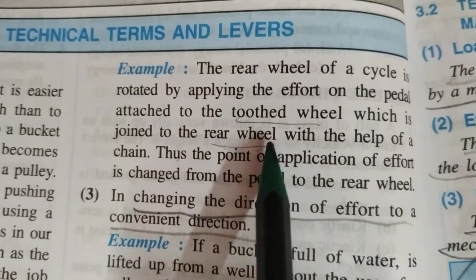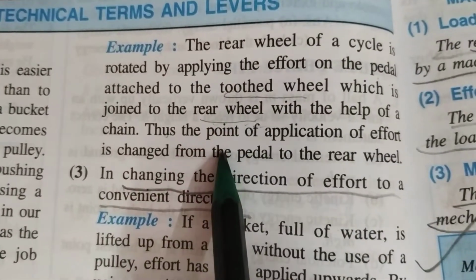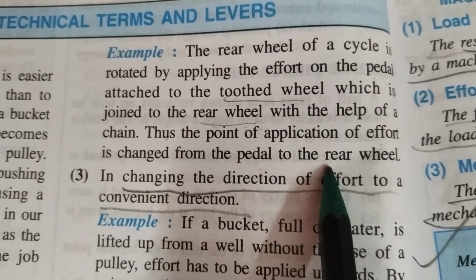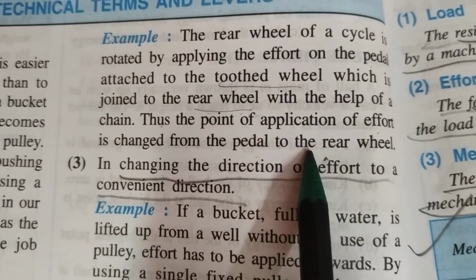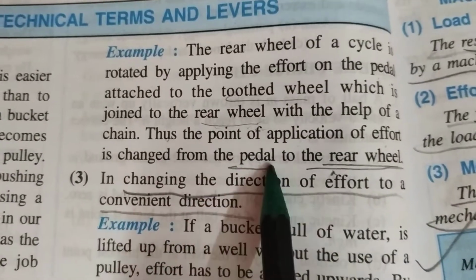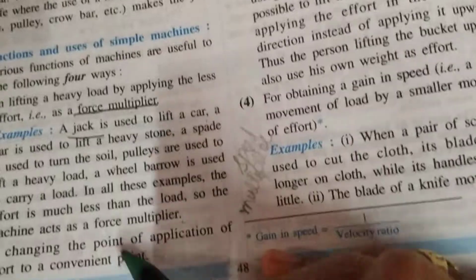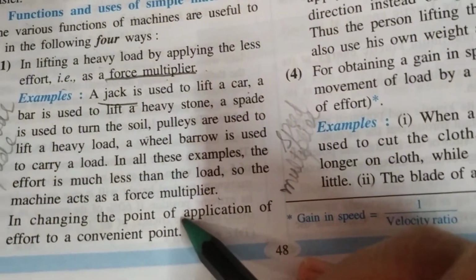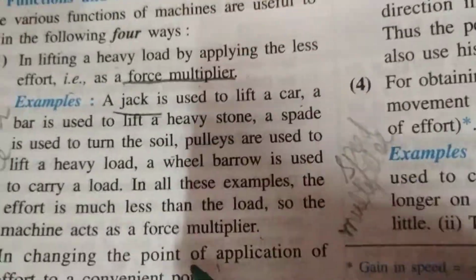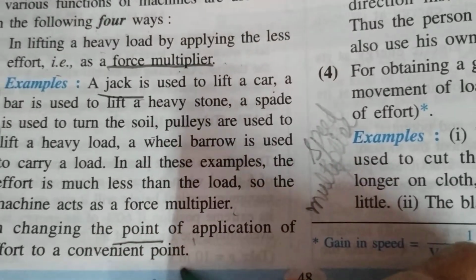It means what has our machine helped us with? It has helped us in shifting the point of application of effort to a convenient point. Rather than applying effort at the axle of the rear wheel, we are applying that effort at the pedal, which is very convenient to rotate with the feet. So the second function is to change the point of application of effort to a convenient point.